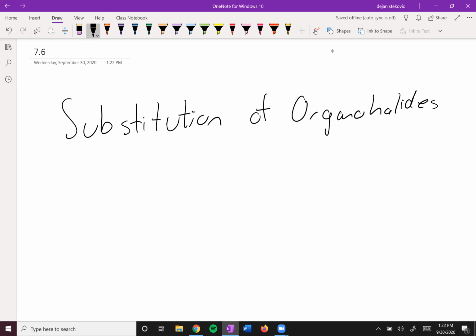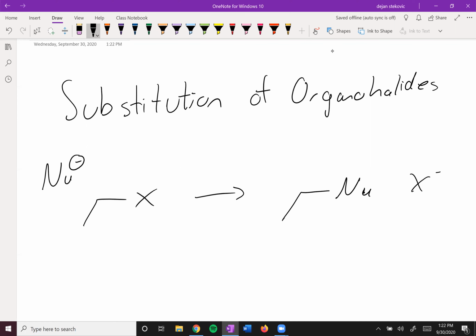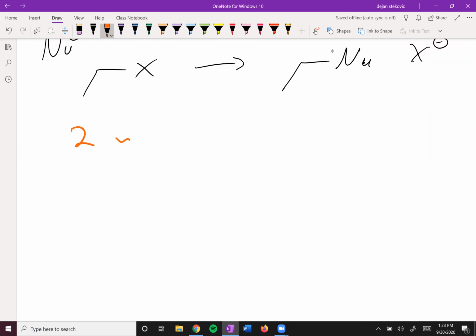All right, so now that we know how to form some organohalides, let's take a look at some of their reactions. So first off, we're going to take a look at the substitution of these guys, right? So we have some kind of organohalide, we have some kind of nucleophile, and we substitute them out, right? So now our nucleophile is attached to our carbon skeleton. And so if you think about the process, there's two main ways you could do this.